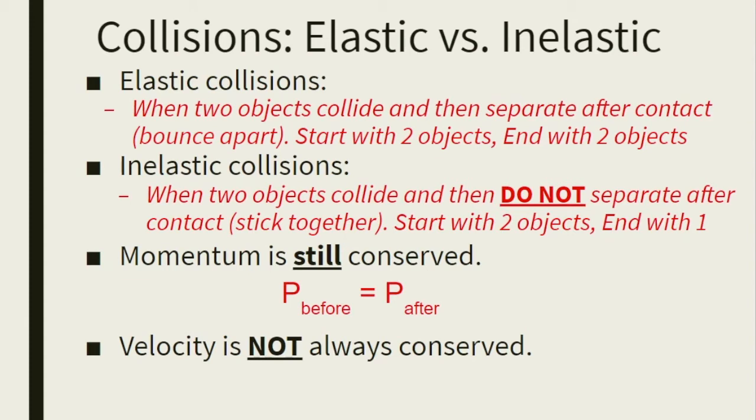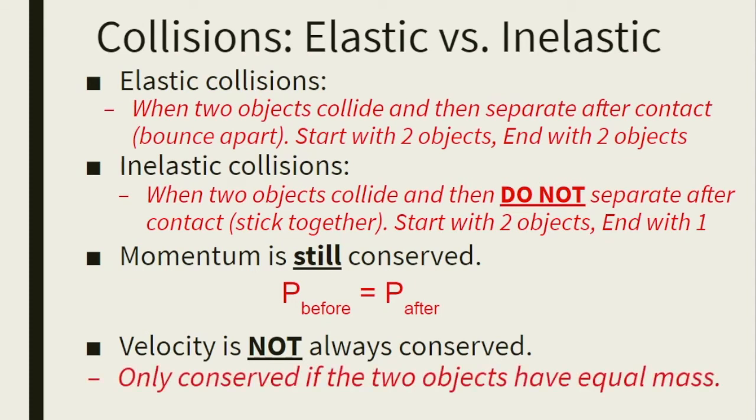We know that the momentum before, or P before, is equal to the momentum after. But something important to note is that velocity is not always conserved. So it is only conserved if the two objects have equal mass.